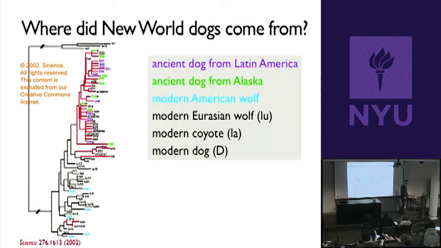And so what would we expect to see if, for example, these ancient dogs from Latin America were an independent domestication event from North American wolves? What would we expect to see? So the question is, ignore that this tree is up here, and imagine what the tree would look like if the ancient Latin American dogs actually came from a domestication event that was independent from the European one. Basically, that there were North American wolves that were domesticated to become these ancient Latin American dogs, and there were Eurasian wolves that were domesticated to become the standard dogs that we know of. So what would that tree look like if there were these independent domestication events?